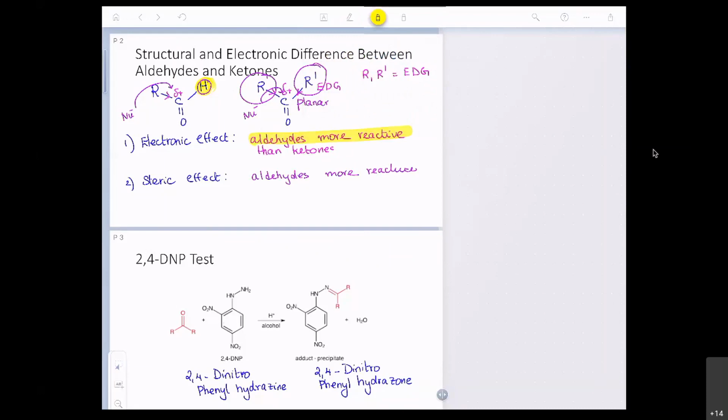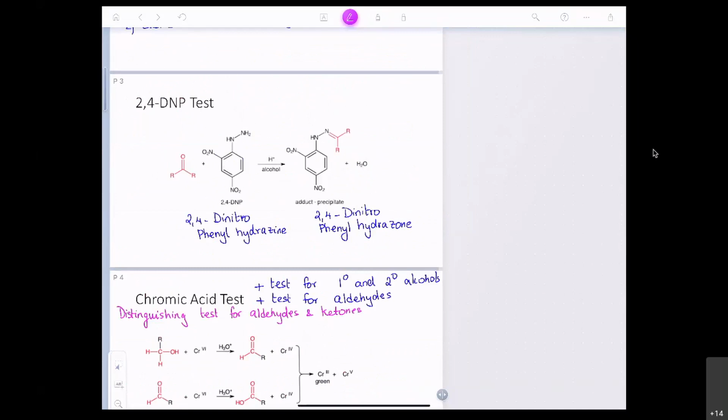So you could start your timer. The one that reacts faster is the aldehyde. And sometimes the reaction may not even occur with the ketones. So a positive test will indicate an aldehyde, a negative test is for a ketone. So with that in mind, we start with our first test, which is called the 2,4-DNP test.